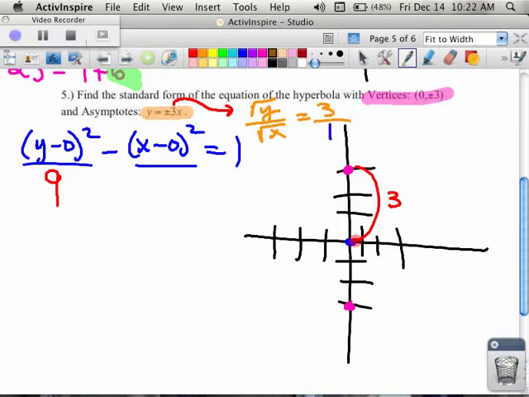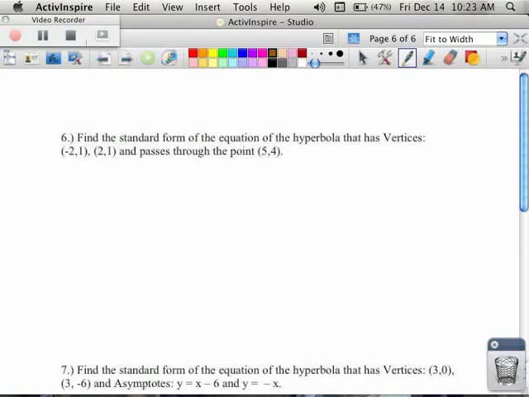Which means the number that goes underneath the x is that number squared. 1. And you're done.